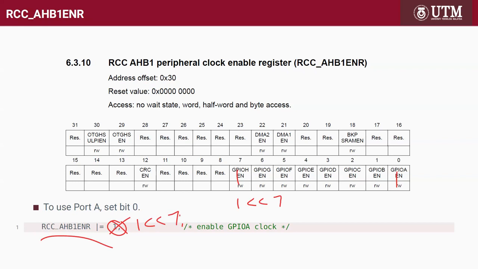Right, and then the others, a lot of reserved bits there. No need to worry about. Okay, just turn on the bit that you want, but you still have to do this. Otherwise, you cannot use the GPIO.